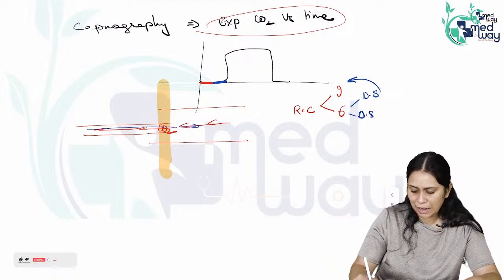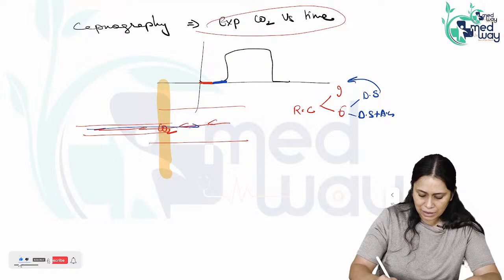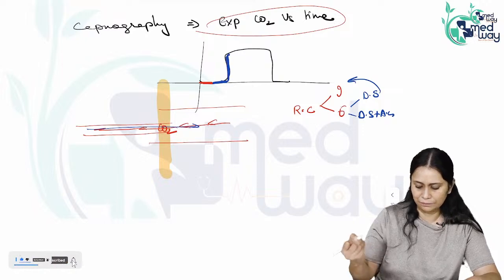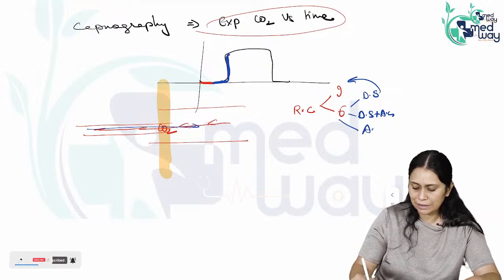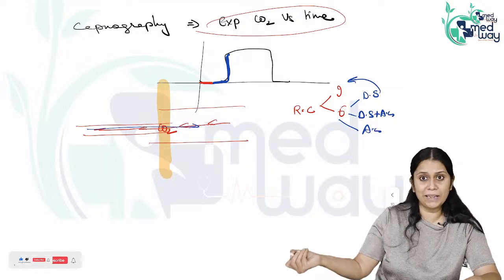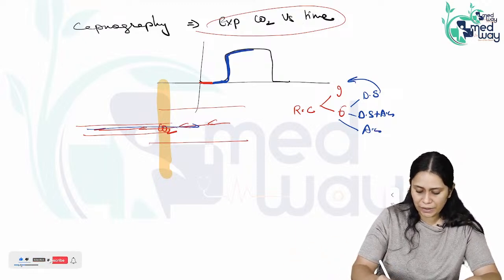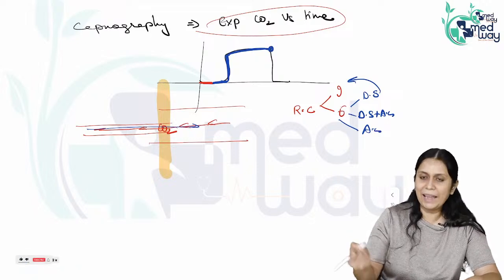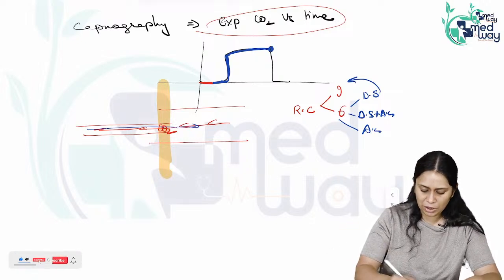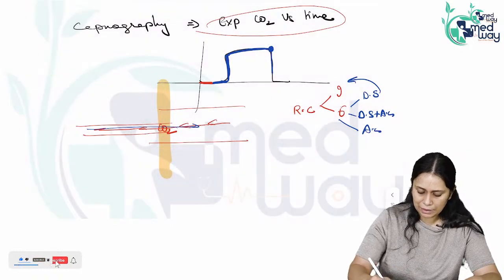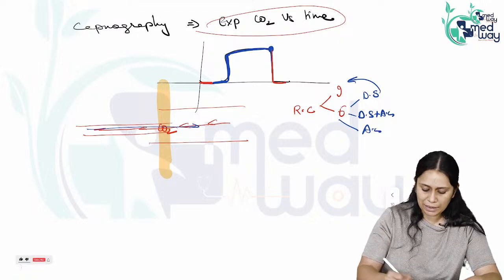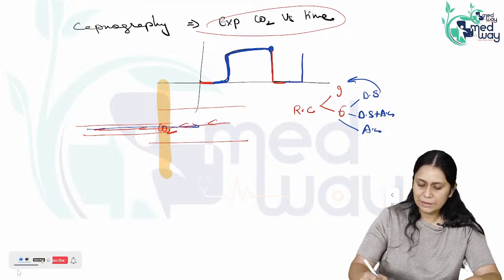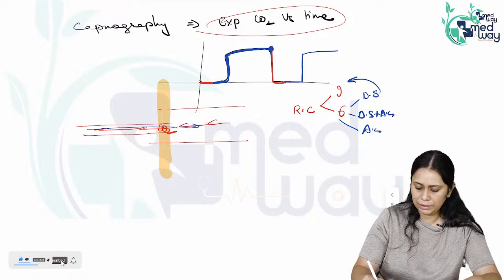Then in dead space the alveolar gas will mix, so a sudden increase in CO2 will be seen. Then only alveolar gas, dead space gas all expired out, so a plateau phase will be achieved. Now here the expiration is finished, inspiration will start, and again it will touch the baseline during inspiration. Again expiration, dead space plus alveolar, only dead space. Again it will touch the baseline.